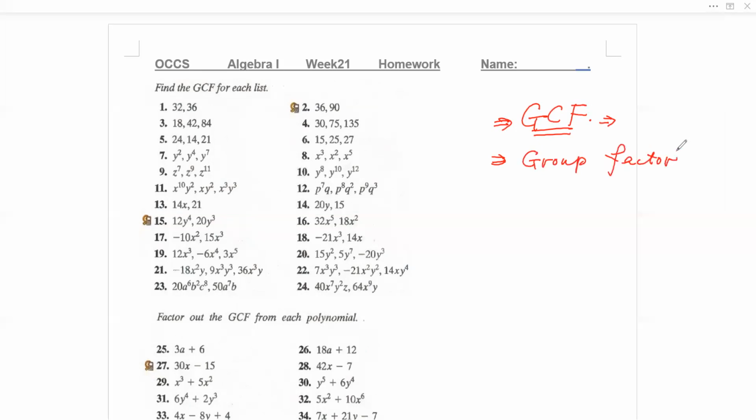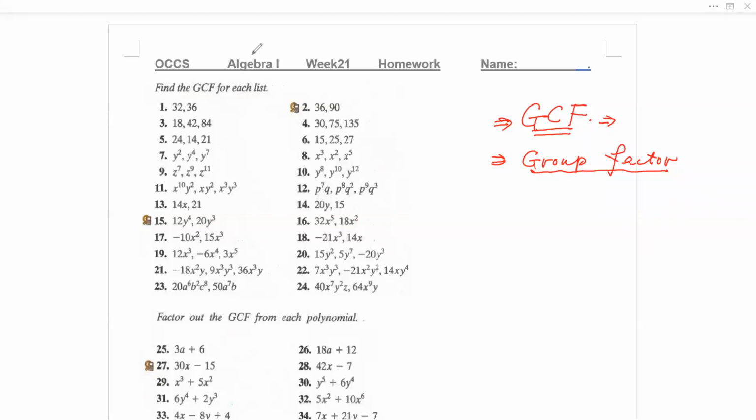Just like when they show up four terms, we're likely to have to group them, try to factor them. So group factor. Our homework actually focuses on this one. So we use the homework to review your progress. All right, so first one, find the GCF, greatest common factor.